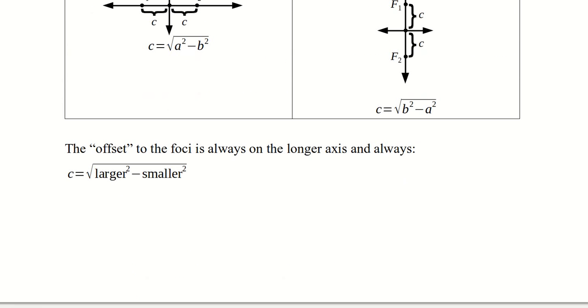Now, that's certainly one way of showing it, but sometimes mathematics is a little bit easier when you mix in words. So here's the way I think of it. The offset to the foci is always on the longer axis, and always, that offset C is the square root of the difference: larger squared minus smaller squared. Well, of course it's going to be. You're going to be taking the square root, and you want a real number C.